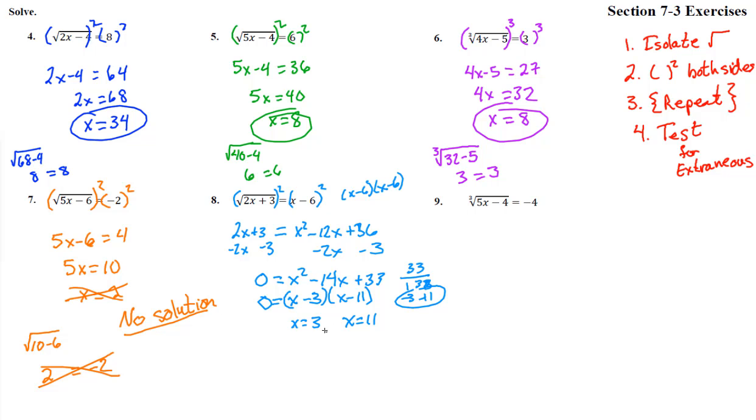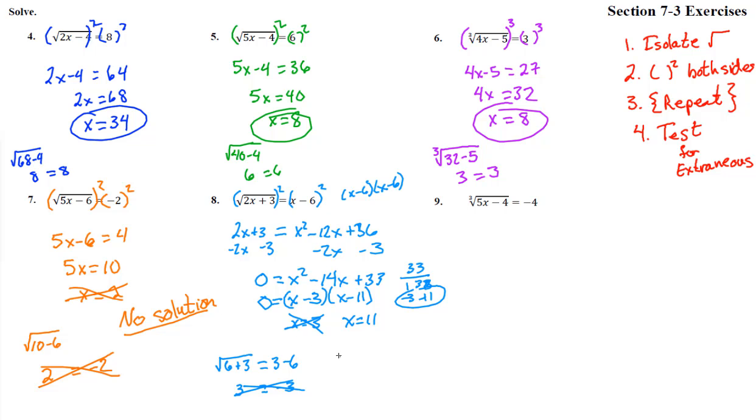All right, let's double check and stick these back in to see which one works. First, the 3. Square root of 2 times 3 is 6 plus 3. Whether that equals 3 minus 6. Let's try it. Square root of 6 plus 3, square root of 9 is 3. Equals 3 minus 6 is a negative 3. Does not. X equals 3 is an extraneous solution and is not working for us.